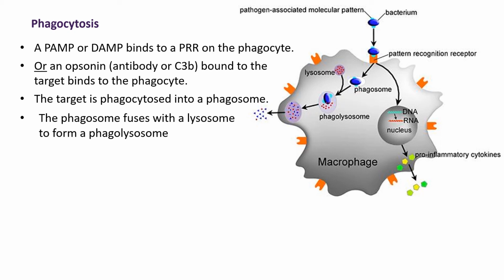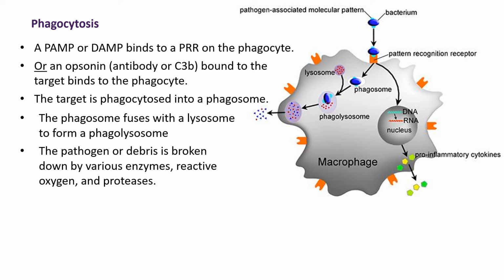The phagosome fuses with a lysosome, and this is now called a phagolysosome. Of course, the lysosome is full of toxic chemicals that are going to break down the contents of the phagosome. So the pathogen or debris is broken down by various enzymes, reactive oxygen, proteases, things like that. And the debris is exocytosed.